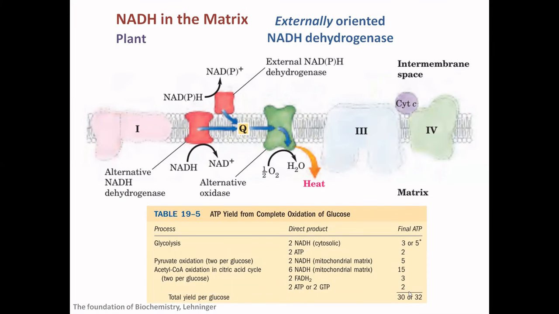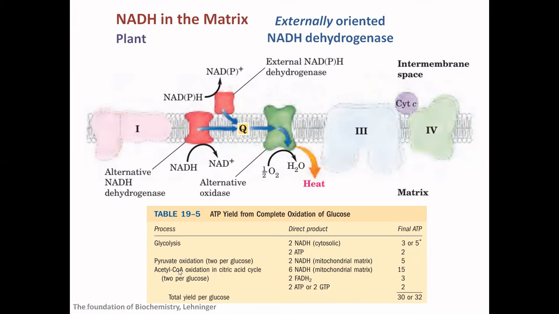So now, based on this electron transport system, we'll calculate the number of ATP generated from one molecule of glucose. During glycolysis, there are 2 NADH. This is the reducing substance, and in the ETS, this will be used in generating 3 or 5 ATP. And there is the direct 2 ATP generation of glycolysis. Then in pyruvate oxidation, there are 2 NADH that will be used in the ETS to generate 5 ATP.